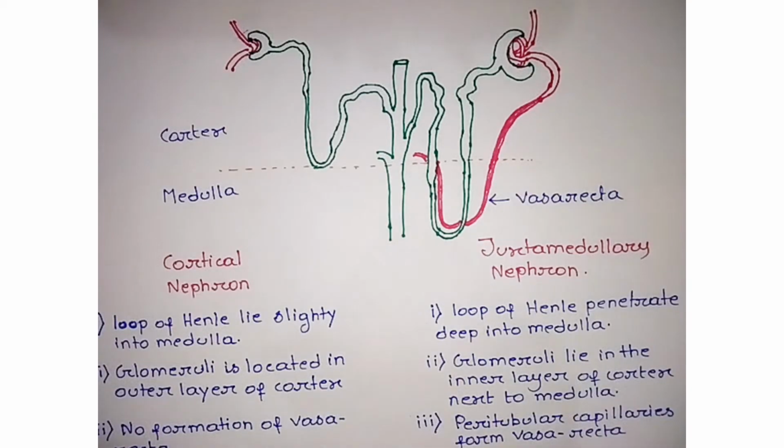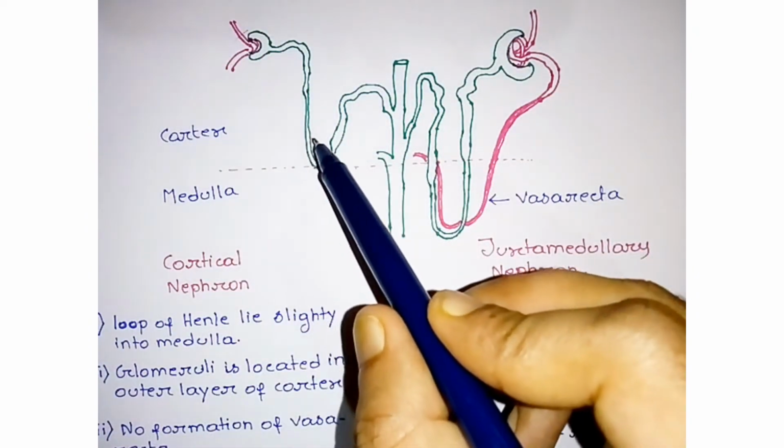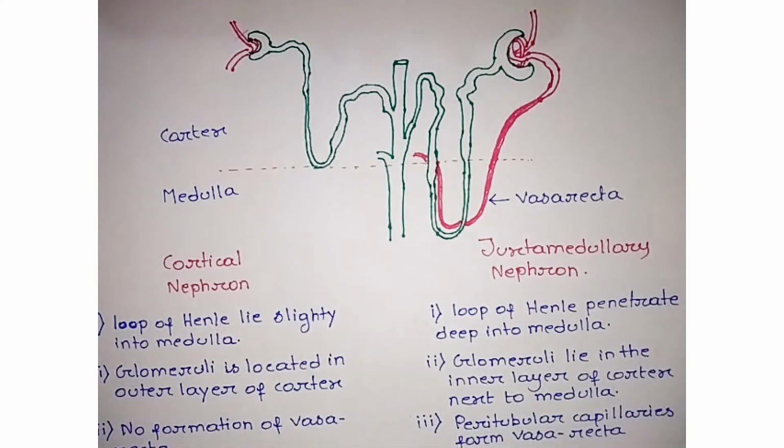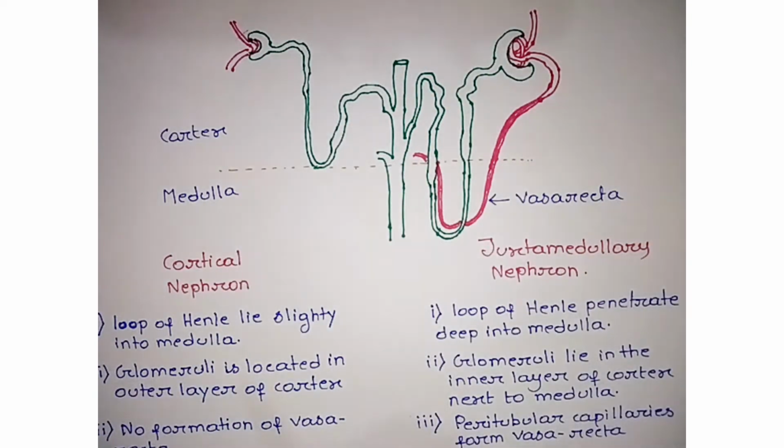So there are two different types of nephron. One is cortical nephron and another is juxtamedullary nephron. As you can see from this diagram, this nephron belongs to cortical nephron and this is juxtamedullary nephron. We can easily distinguish some differences between these two nephrons.